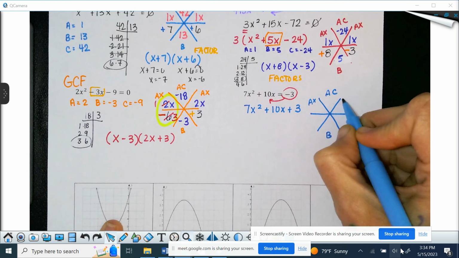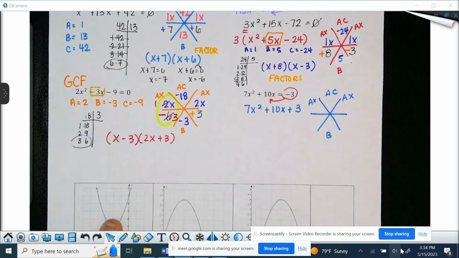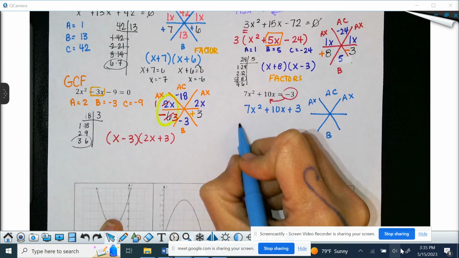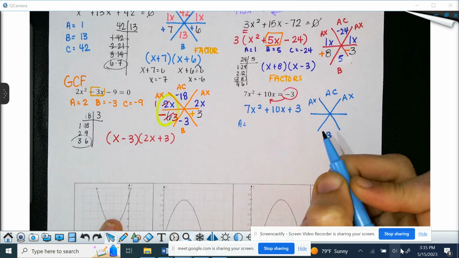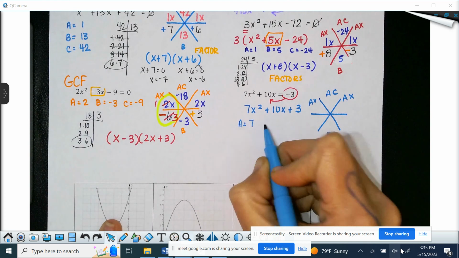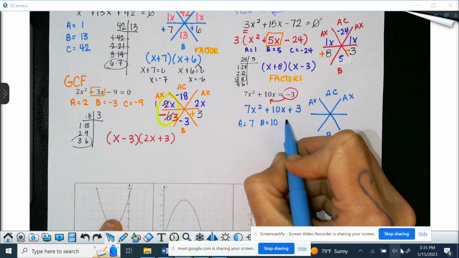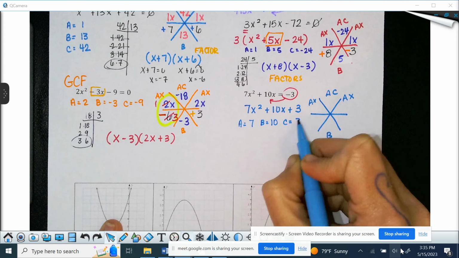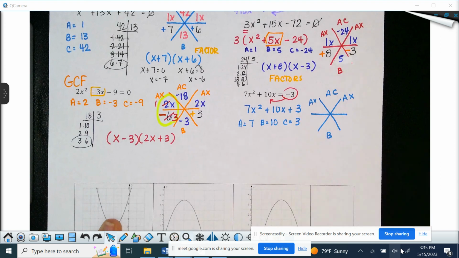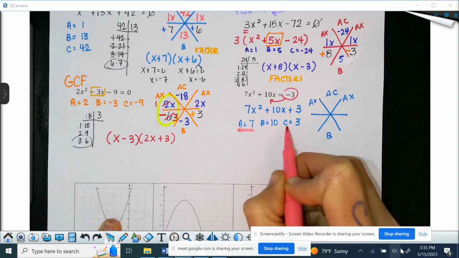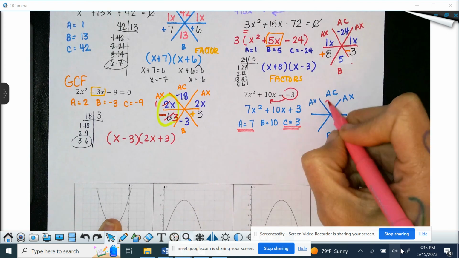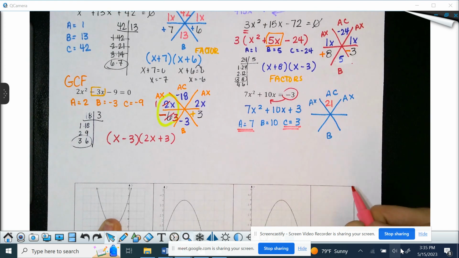So AC at the top, B at the bottom, and AX in each corner. So what's our A value? 7. Good. What's our B value? 10. And then last but not least, our C value, 3. I feel like you guys were typing it in the box waiting for me to ask and then hitting enter. So what is A times C? 21. Good. And our B value is going to be 10.